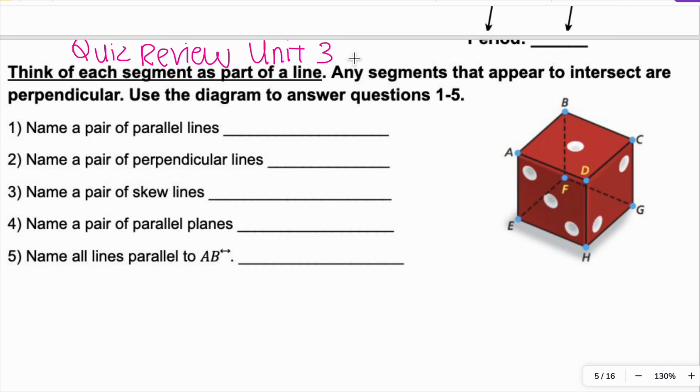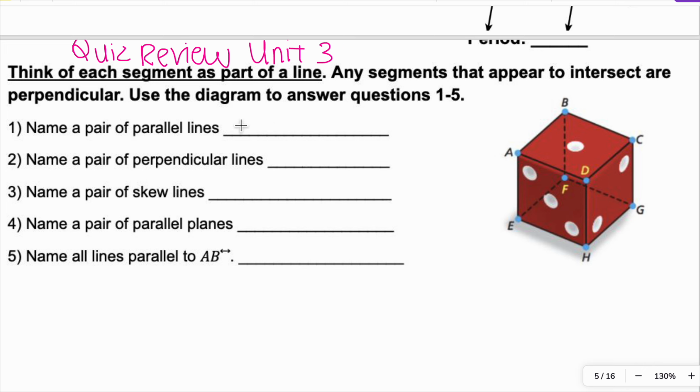Today we're going to look at our Unit 3 quiz review over our parallel lines and just proving lines parallel. So let's go ahead and get started. First question, we're going to look at this figure or a number cube, dice, whatever you want to call it. Any segments that appear to intersect are perpendicular. Use the diagram to answer questions 1 through 5.